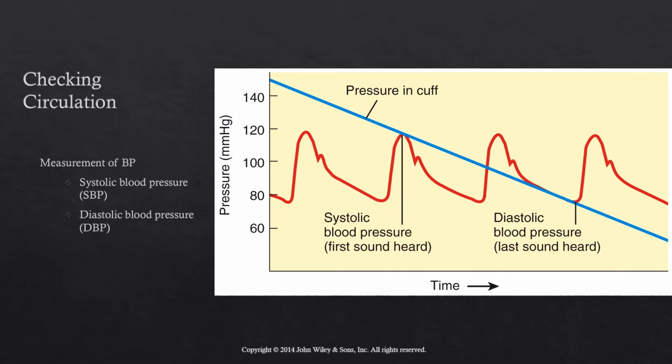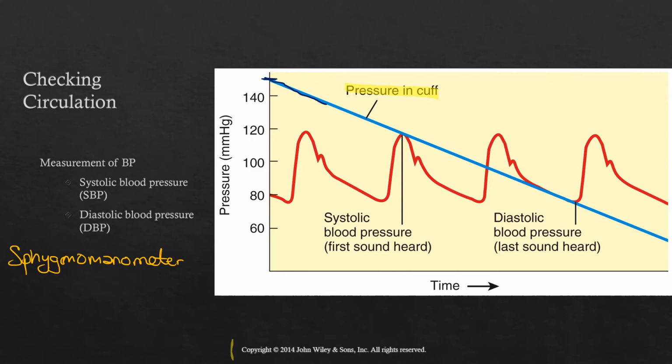Now when testing blood pressure on a person, as we know, we use a blood pressure cuff, also called a sphygmomanometer. This is where you inflate that cuff on their arm, and when the cuff is inflated fully, you're going to have a pressure up here somewhere. And then we're going to slowly deflate that cuff. So that's going to be this blue line here, that pressure in the cuff.